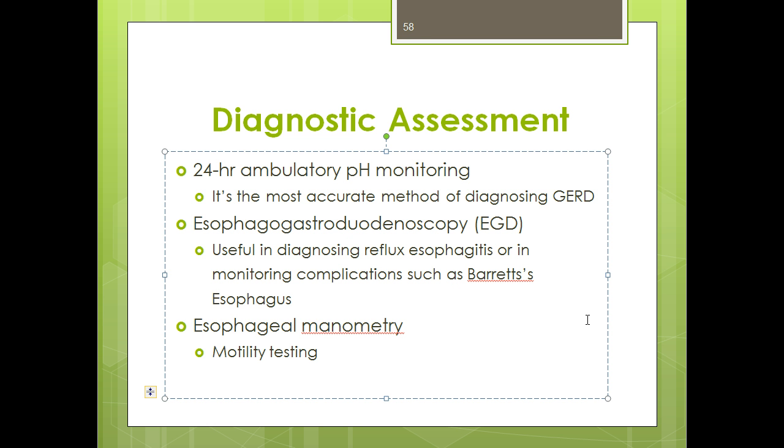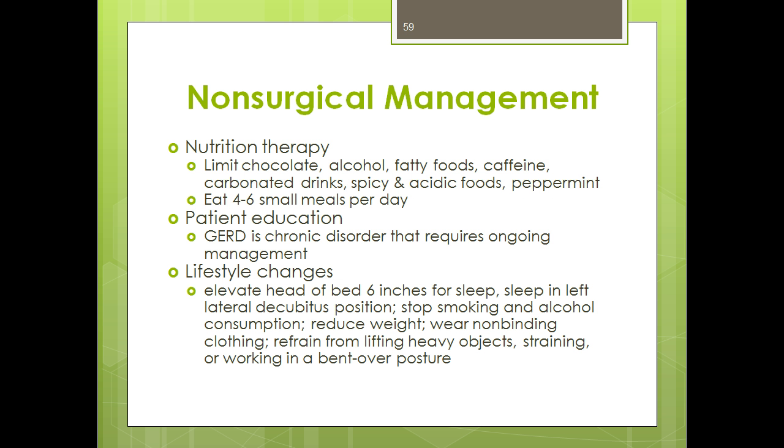Esophageal manometry, which is basically to see how the food moves, or the motility of the food. Those are the ways to diagnose.